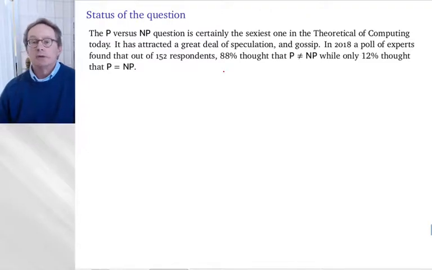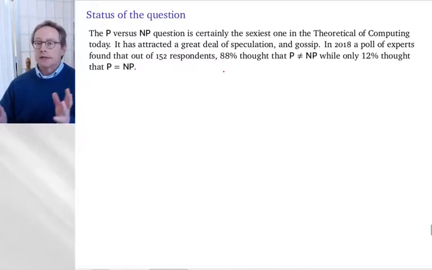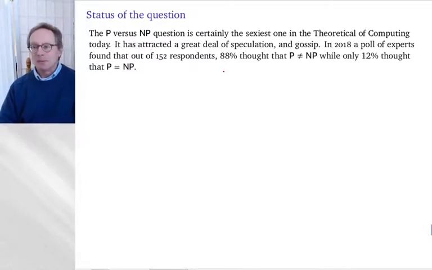Now, the P versus NP question is certainly the sexiest one in theory of computing today. There's no question about it. It's attracted a great deal of speculation and a great deal of gossip, people being people. In 2018, a poll of experts found that 88% thought that P is unequal to NP, while only 12% thought that P is equal to NP.